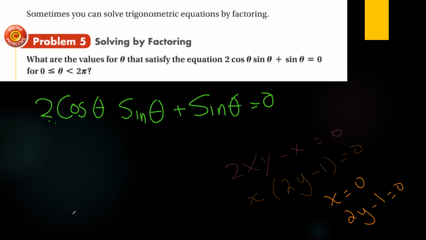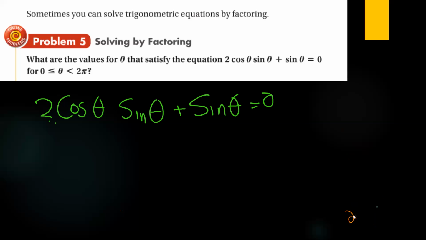Now, let's see how we can solve it with trigonometric functions. Actually, it's the same. Here we have 2 cosine of theta times sine plus sine equals 0. So here we need to take sine as a common factor.